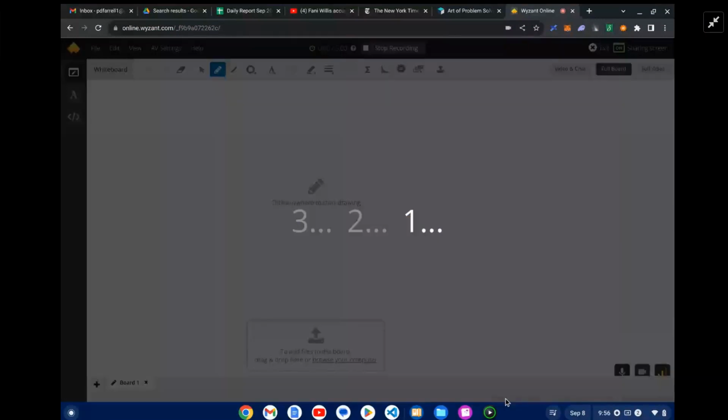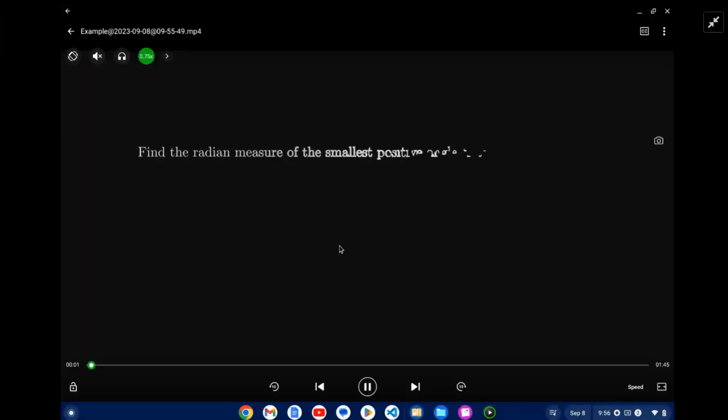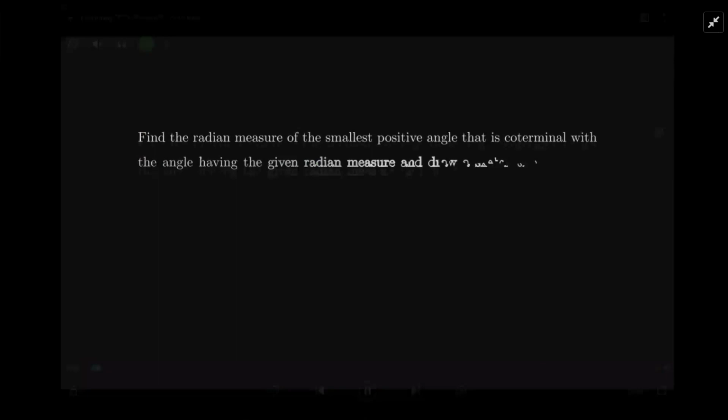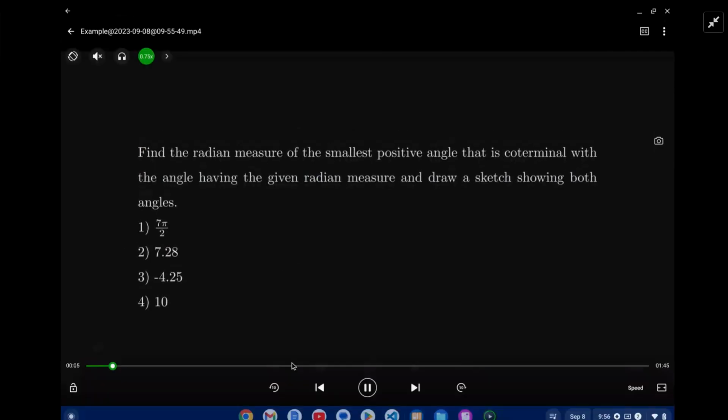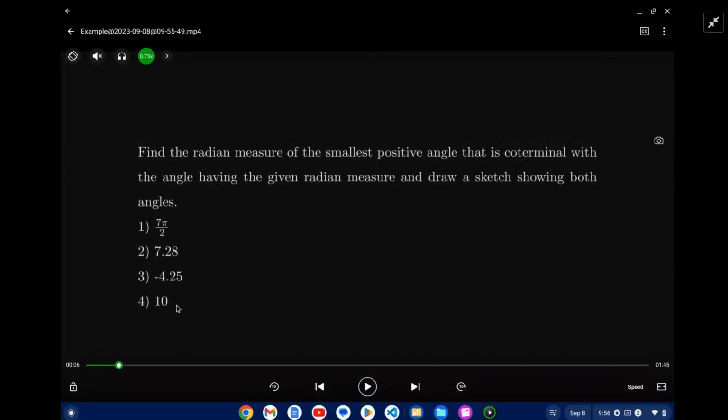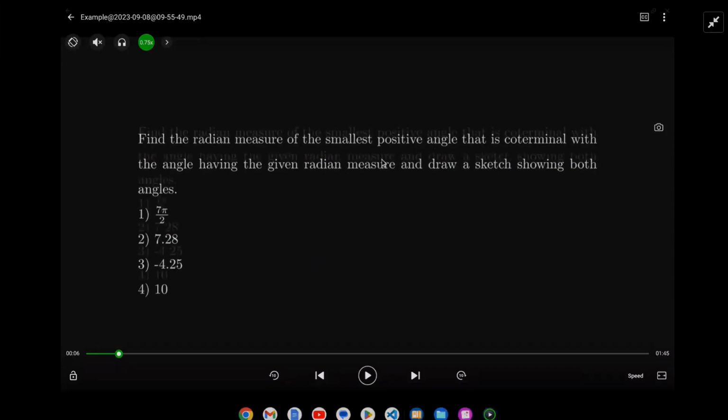Let's take a look at our problem. Talking about coterminal angles. All right, so we want to find 4 different coterminal angles for these 4 given angles. We want to find the smallest positive angle. There are an infinite number of coterminal angles. We want to find the smallest positive.